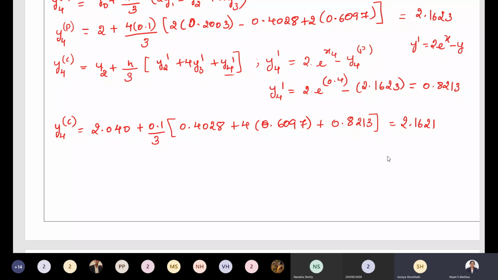2.2442. No, not 2.244. See, if you get that answer, you will understand it is wrong. Look at the y4 predicted value, 2.1623. So the corrector value should also be somewhere closer to 2.1623. This is how you can make out whether your answer is correct or wrong. The corrector value should not differ much from the predicted value. It should be somewhere closer. So we got the answer here as 2.1621.